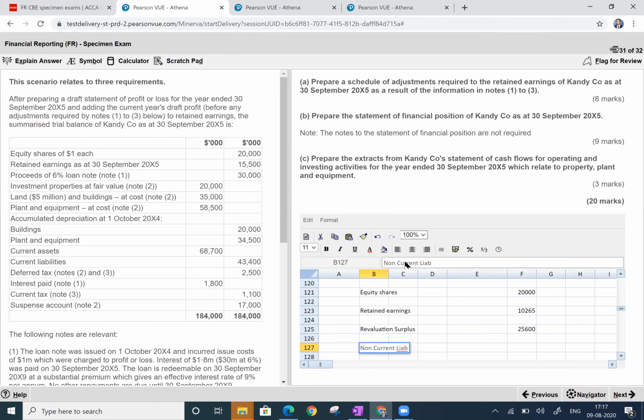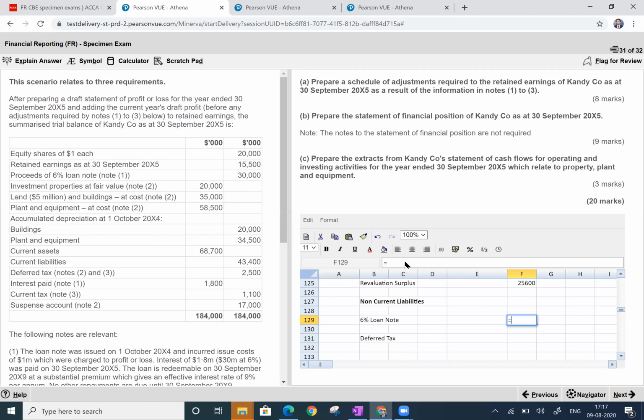Non-current liabilities, there will be two non-current liabilities. One, there's a loan note, 6%, not convertible. There's a normal 6% loan note. Then there is deferred tax as well.